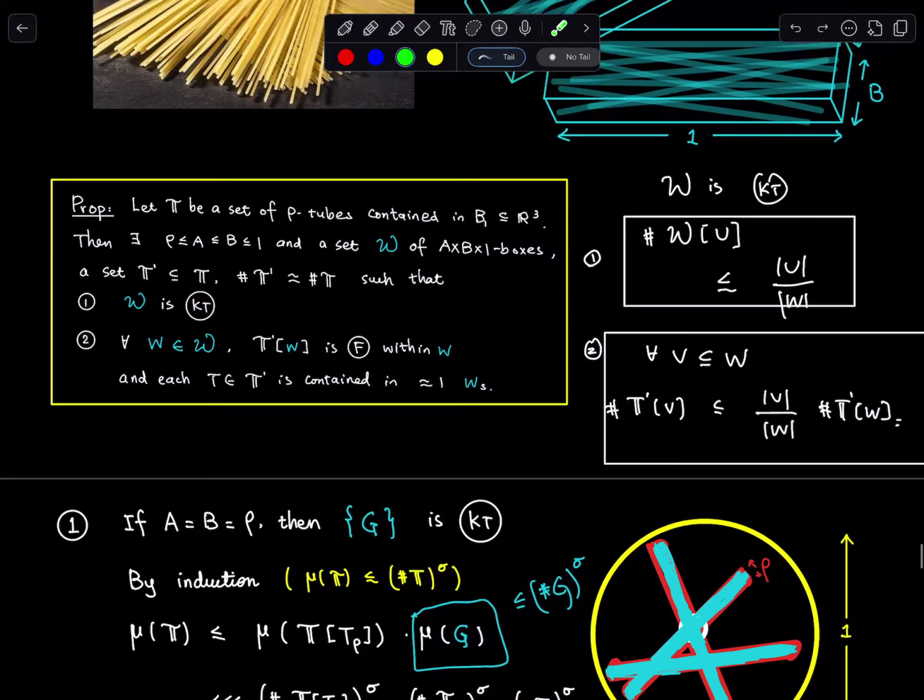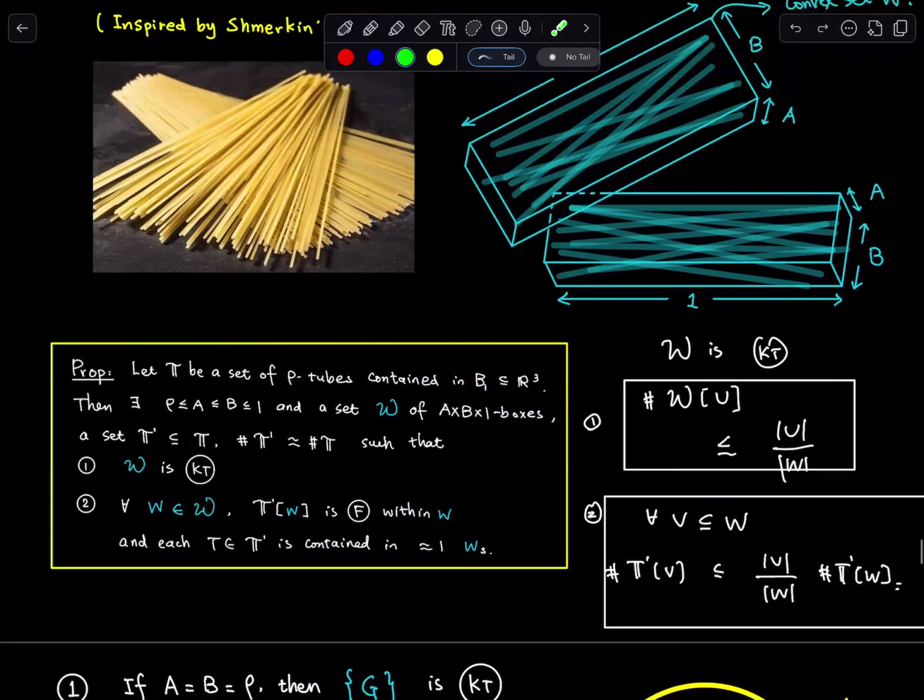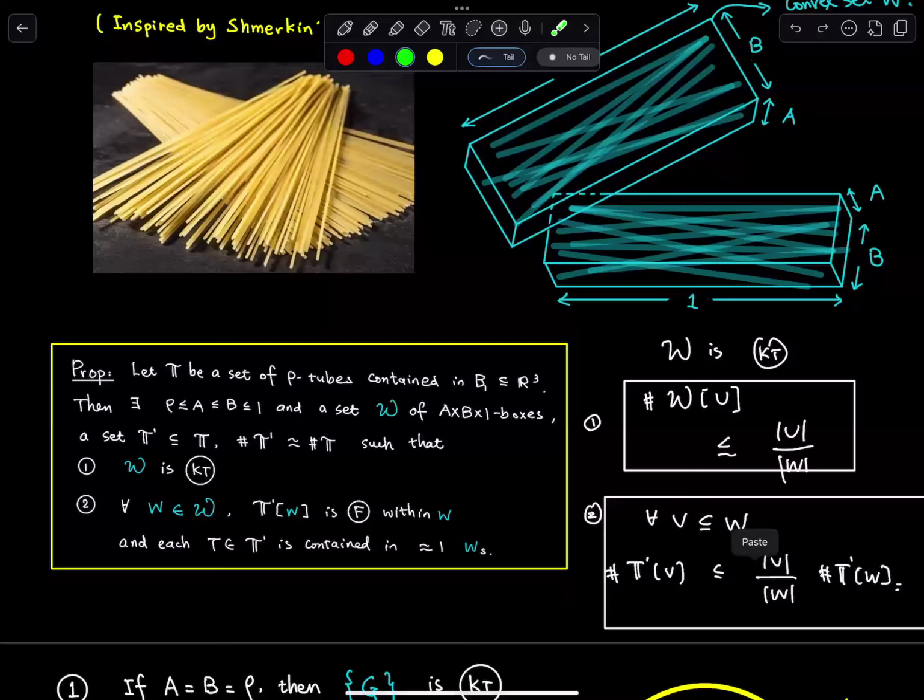So those large boxes are W, A times B times 1. And when we say the collection of large boxes satisfies Katz-Wolff, it means that for any even larger box U, the number of W's containing U is less than the volume of U divided by the volume of W. So it's the same definition, but previously it was about a set of tubes. Now we just replace tube by any boxes.